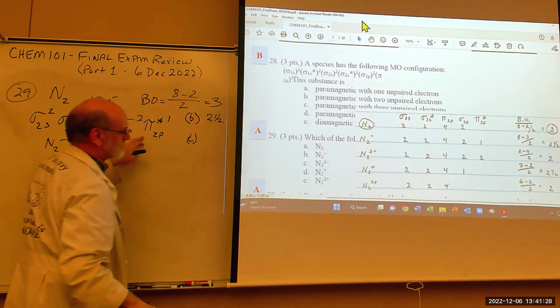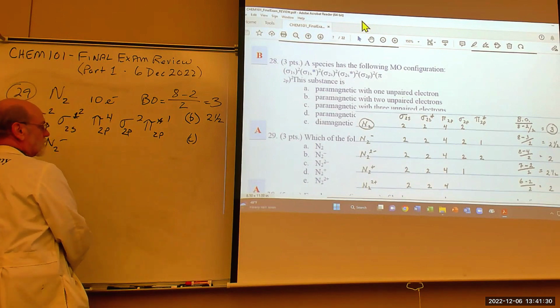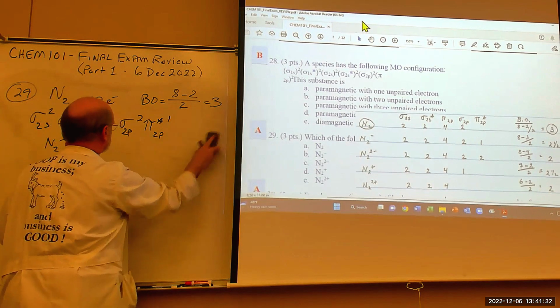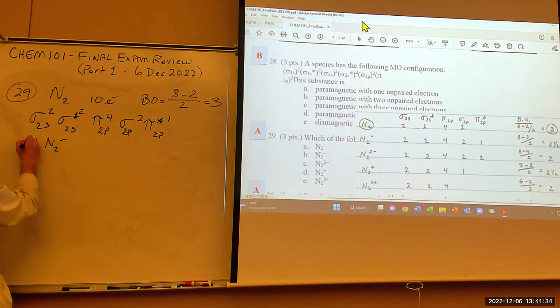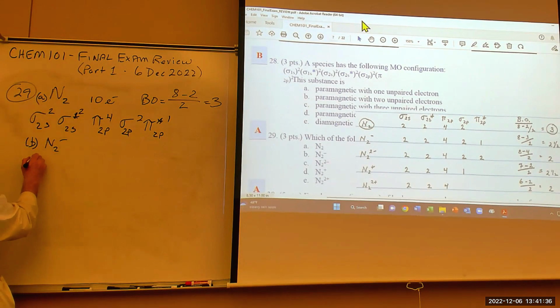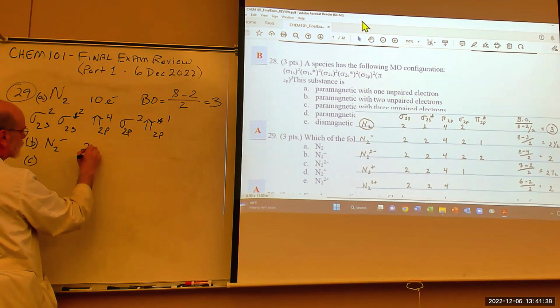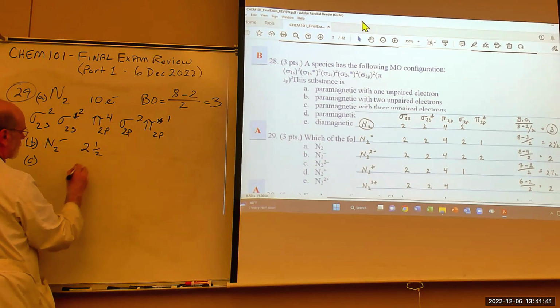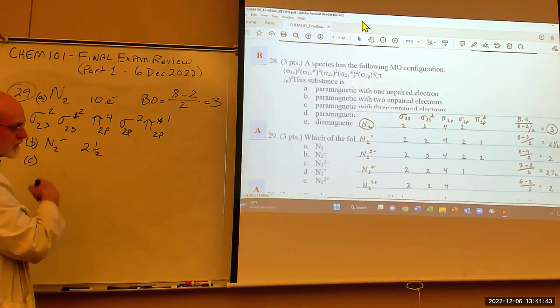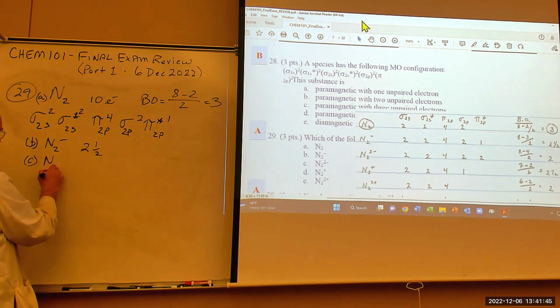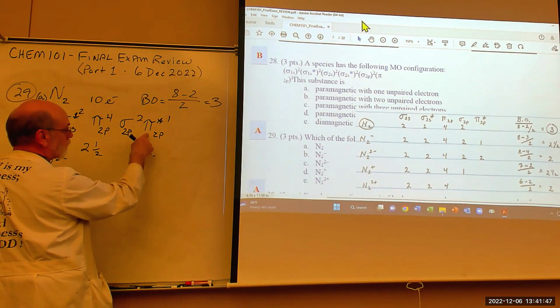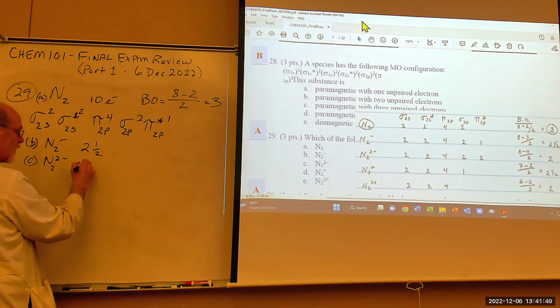How about C? Let's do it over here. This is B. This is A. So this one is bond order 2.5. What if we add 2 electrons? Well, they both have to go in here, and we decrease this one by another half.